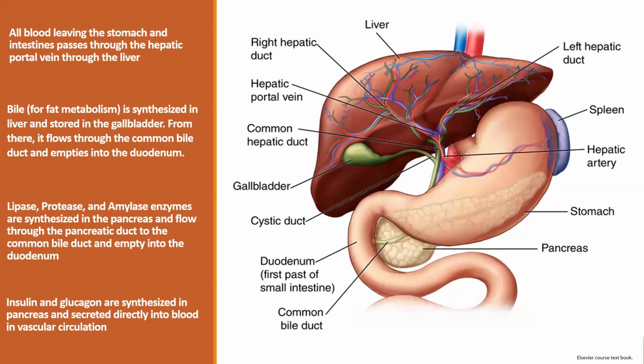The liver produces bile, which is needed for fat absorption and digestion. Bile travels through the biliary ducts, shown in green, to the gallbladder for storage and to the common bile duct where it empties into the duodenum of the small intestines.